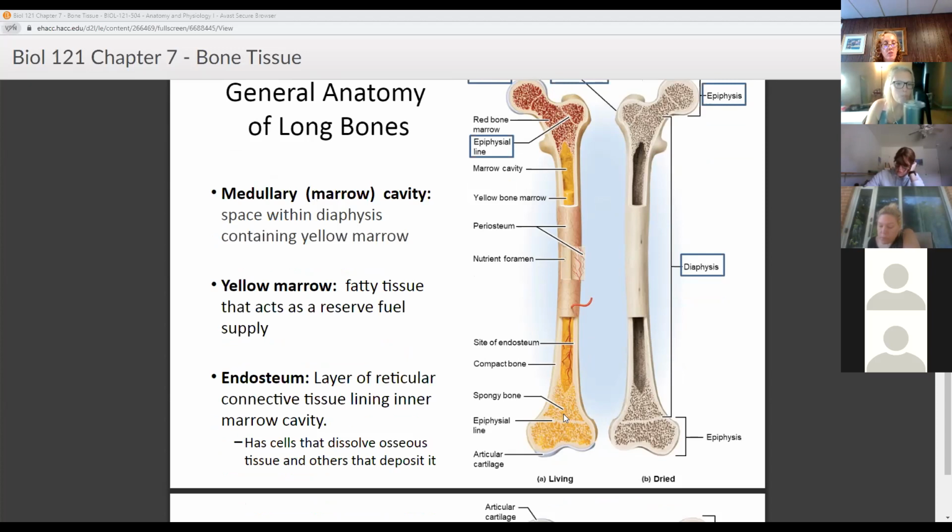And why is it reticular tissue? Well, if this is the marrow part of the bone, which is involved in the lymphoid and lymphatic system, it's a good connection to say that we're going to have reticular connective tissue lining the internal part of the bone where the red bone marrow is, that's involved in the lymphatic system. The endosteum also has cells that are going to dissolve the osseous tissue and others that are going to build it or deposit it.